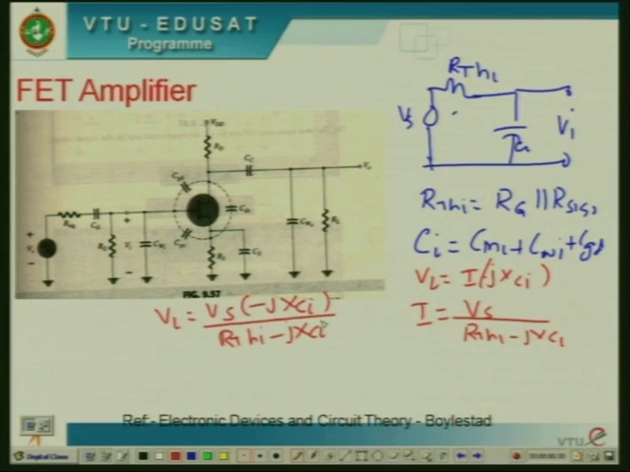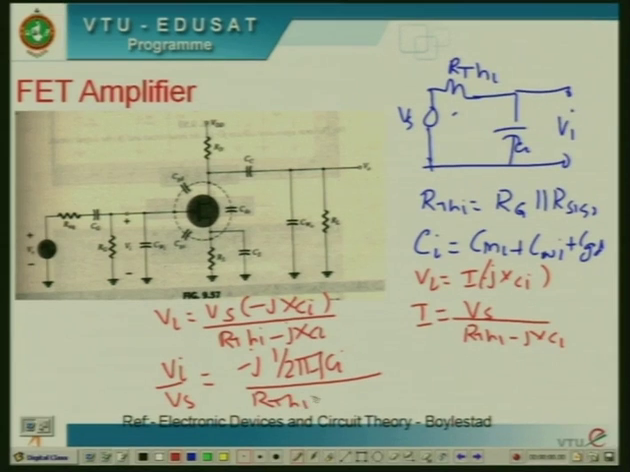XCI is nothing but the reactance of a capacitor, its value equal to 1 by 2 pi f Ci. If we substitute this, we are going to get Vi by Vs equal to minus j 1 divided by 2 pi f Ci, divided by RTHI minus j divided by 2 pi f Ci. If you take minus 1 by j common, then you are going to get 1 divided by 1 minus j 2 pi f RTHI into Ci.